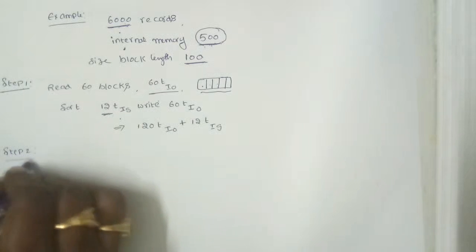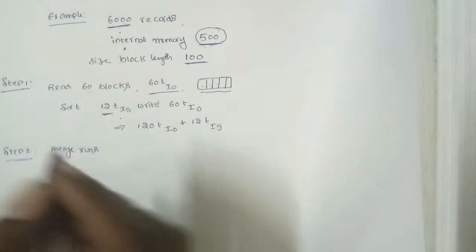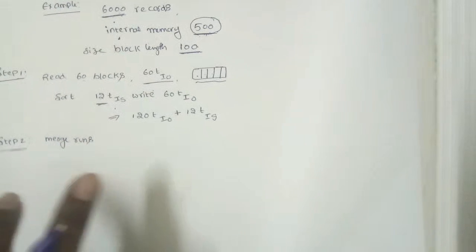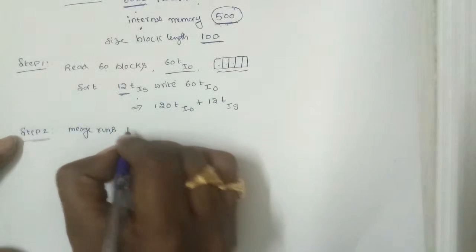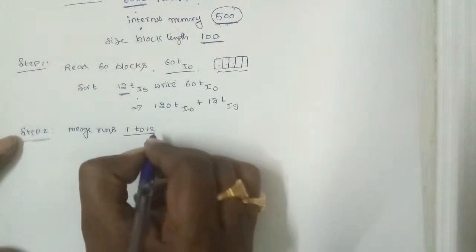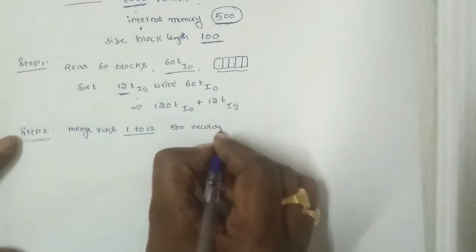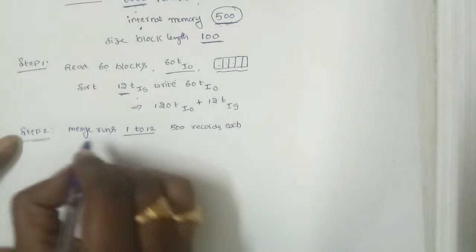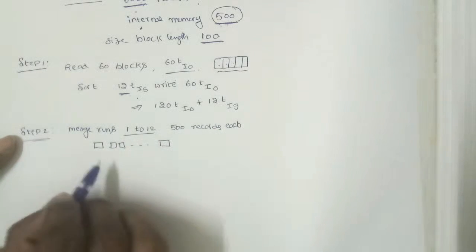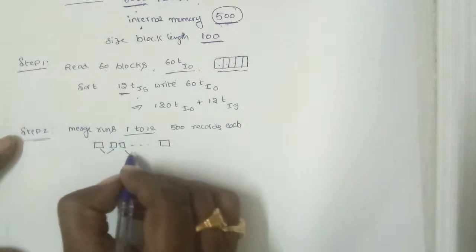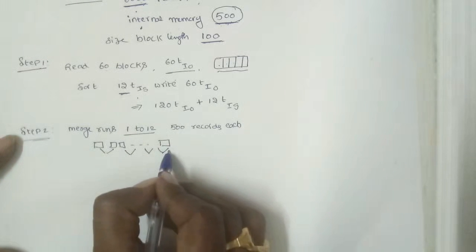Now come to step 2. What is step 2? Step 2 is simply to merge the runs. Assume you are using two-way merge sort, so merge the runs 1 to 12 of 500 records each, that means run 1, run 2, run 3 and so on, run 12. These are the 12 runs. Merge these two, merge these two, merge these two and merge these two. So in this process we have to perform the merge operation.